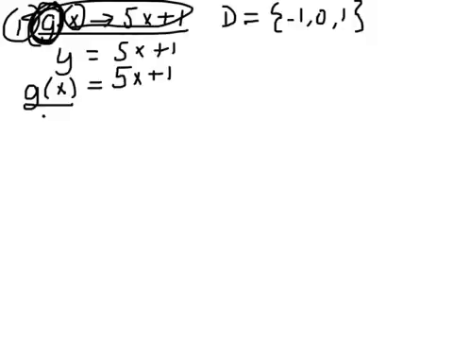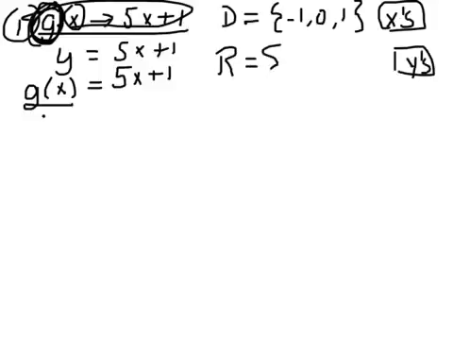All you're doing here, they're giving you a list. Remember, domain means your x's. They're giving you a list of x's to plug in, and they want to know the y's that go with those x's, and the y's that go with those x's are known as our range. So we're going to plug each one of those into the equation, find the y's, and then list the y's up there in the range.